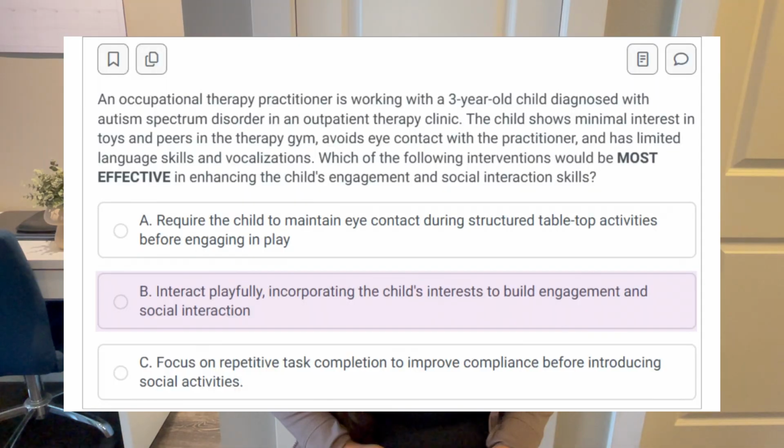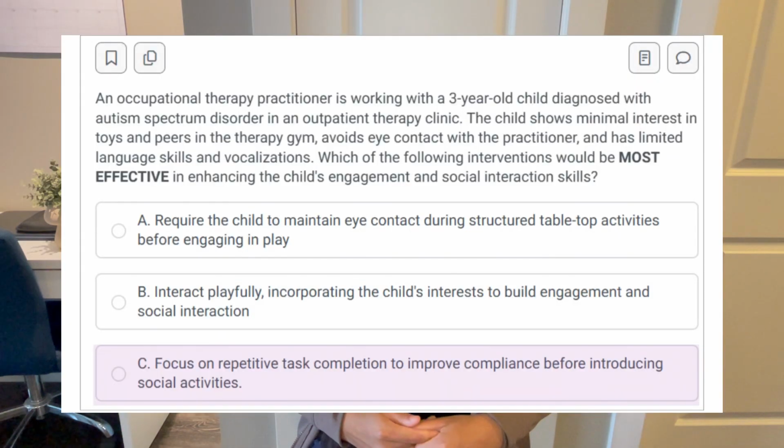But the reason I don't think it's option A is, first, what sticks out to me is that word require. So we cannot make that child do anything they don't want to. And I feel like that's a very strong word, require the child to maintain eye contact. And that activity right there is not therapeutic. There's nothing meaningful about that. So I would immediately eliminate option A. Our next option is option B, interact playfully, incorporating the child's interests to build engagement and social interaction. Okay, so option B sounds pretty right to me. I think that's probably going to be the answer I select, but we'll go ahead and look at option C.